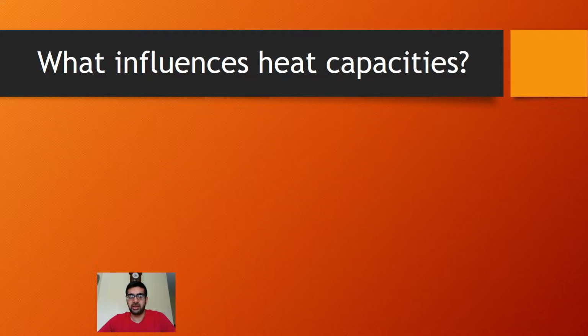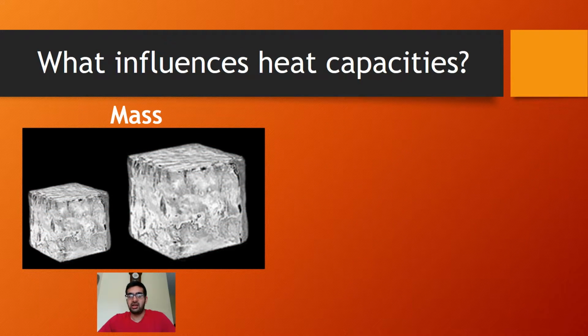It's influenced by two things. First thing is mass. Now, it kind of makes sense. It's going to take a lot more heat to raise the temperature of the larger ice cube than it is to raise the temperature of the smaller ice cube. And so mass is influencing heat capacities. Again, the amount of energy needed to heat or raise the temperature of an object by 1 degree Celsius.